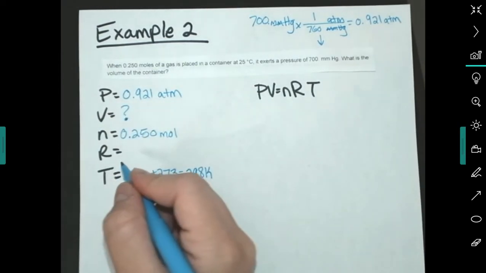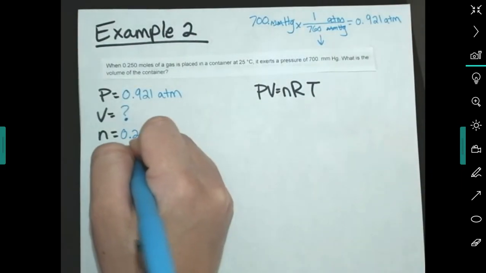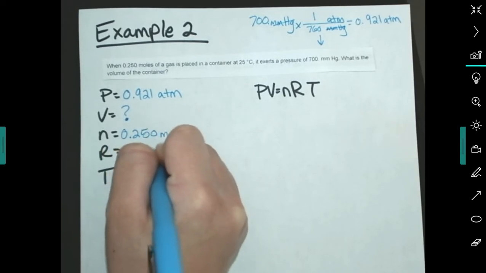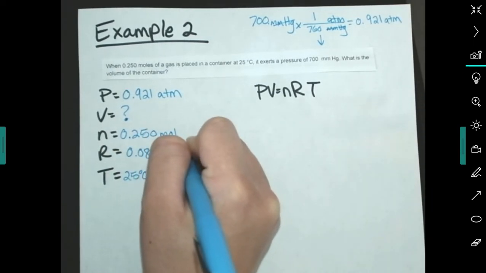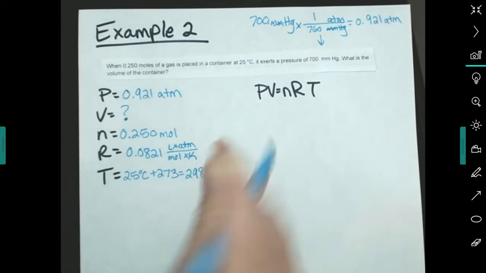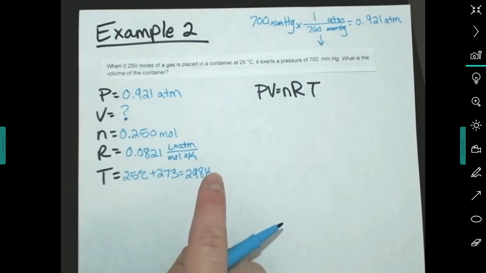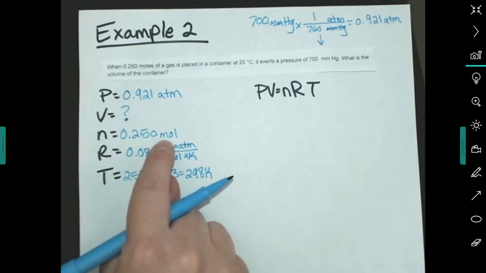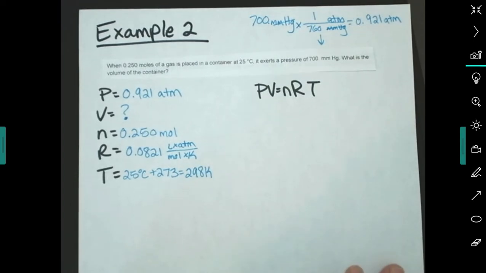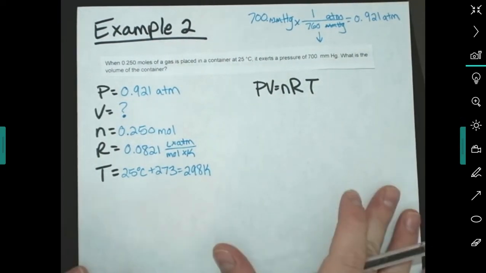And R, we know, because I told you that R is always going to be this number here. So let's write that down. 0.0821 liters times atmospheres over moles times Kelvin. Okay, so the units inside your R value should match the units in your other variables so that they'll cancel out. Okay, so let's plug everything in to our equation.